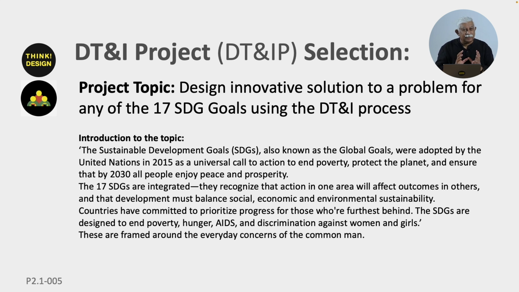They are called the Sustainable Development Goals. They are also known as the Global Goals. These were adopted by the United Nations in 2015. It was meant to solve problems like poverty, and bring protection to the planet. So, that means by about 2030 all people enjoy peace and prosperity. That was the bigger intention. But if you look at it, it was trying to solve poverty, hunger, AIDS, discrimination, things like that, and framed around the everyday concerns of the common man.